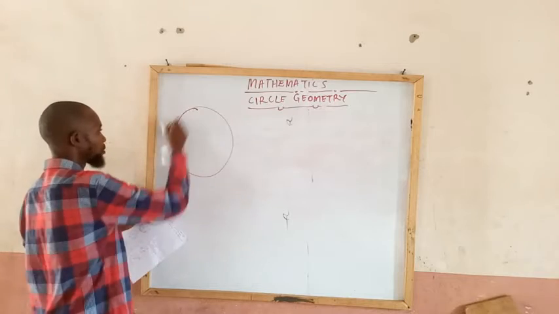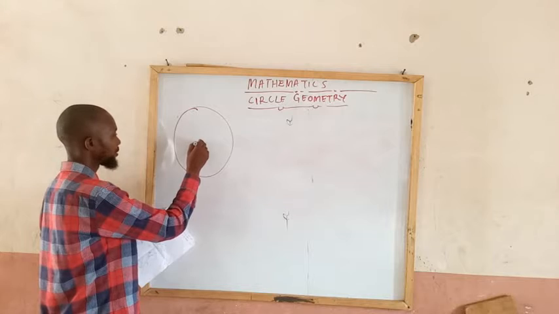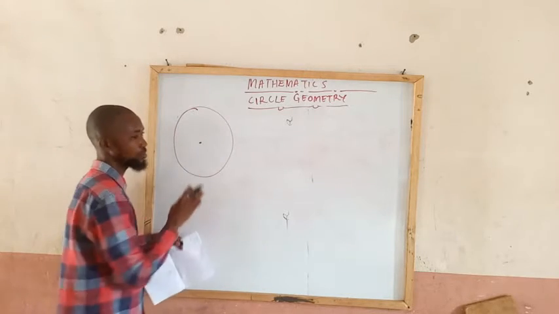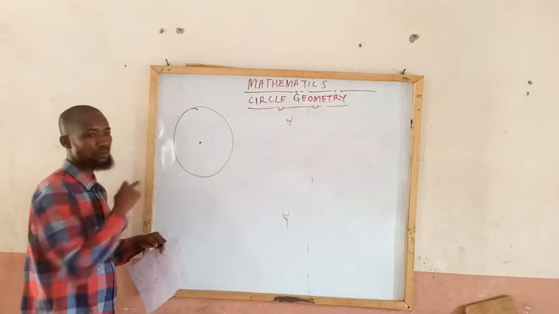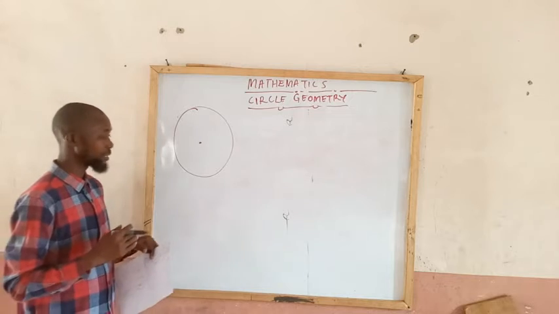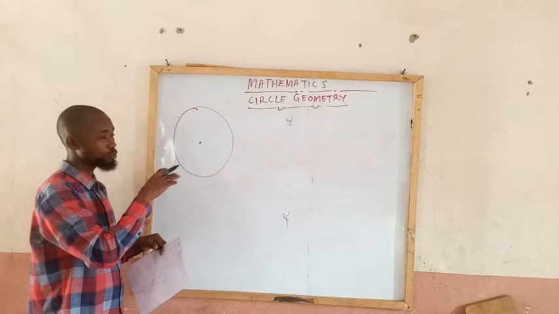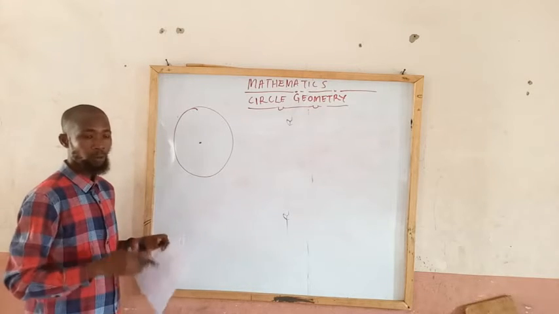Suppose I have a circle like this with the center here. Now, the theorem I want to talk about is how to find an angle in a semicircle. You know very well from the basic geometry class that a semicircle simply means to cut a circle into two equal parts.